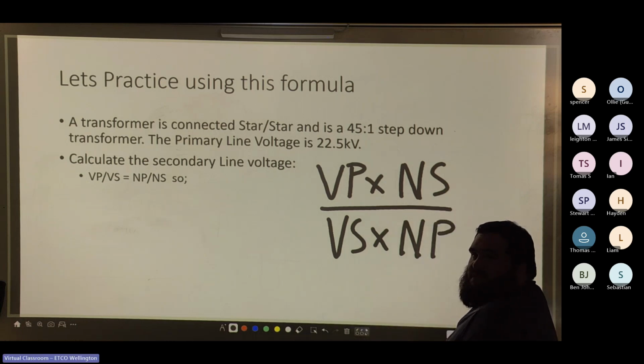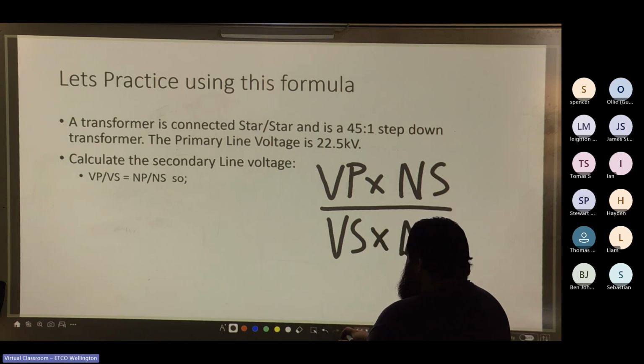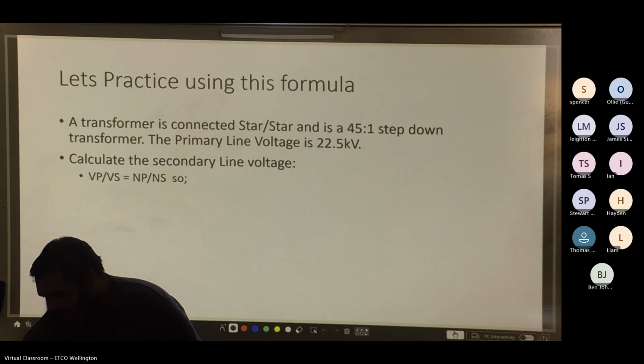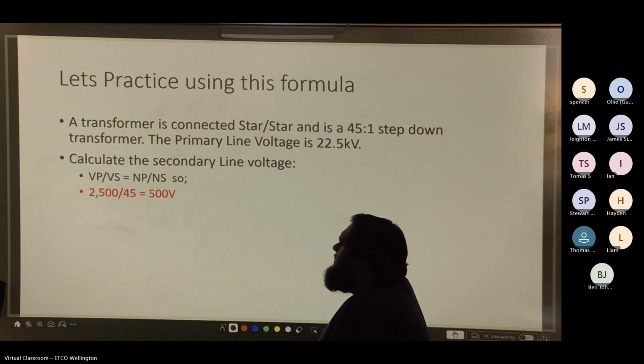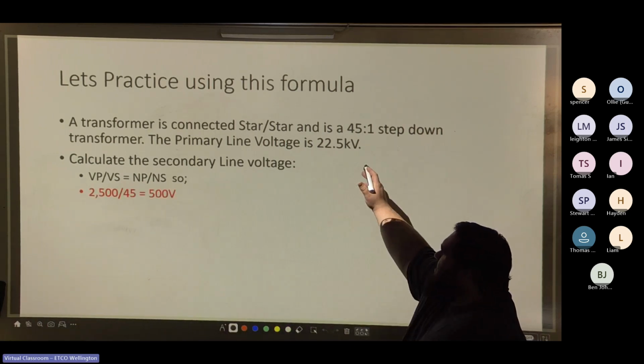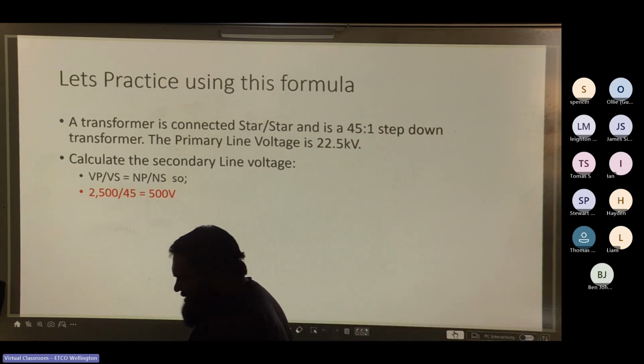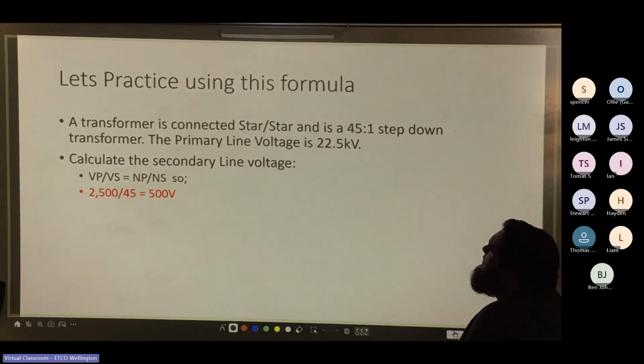Because we don't have voltage secondary, we figure out that it's going to be 1 for now, and the number of primary turns is 45. So we end up with 2,500 because it's kVA. That's wrong. Okay, that's my bad. Someone want to do the math for me? 22,500 kVA divided by 45.